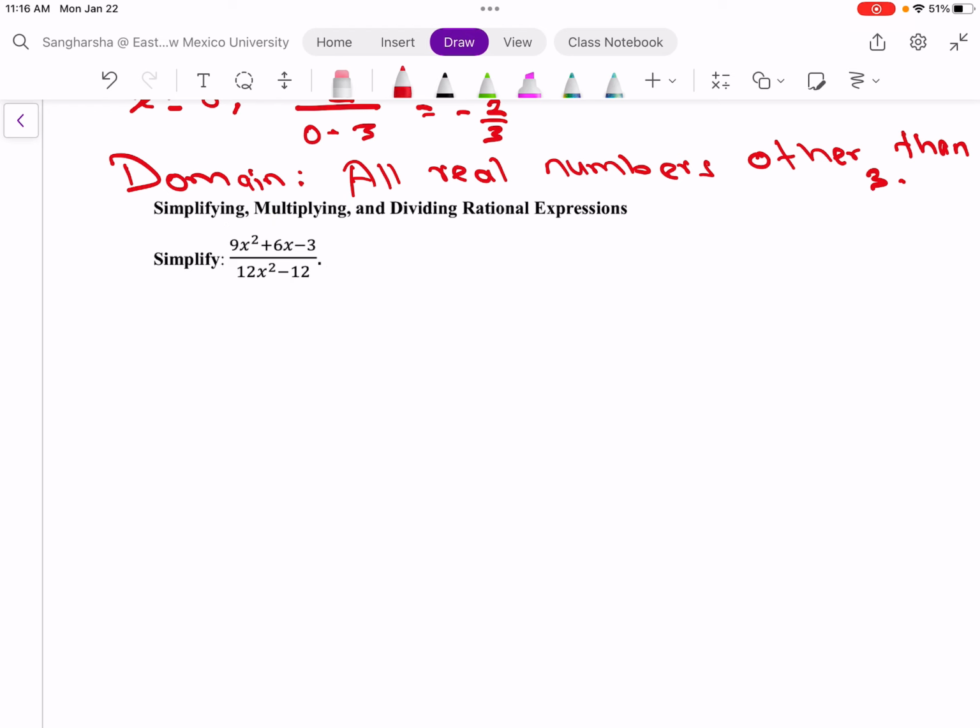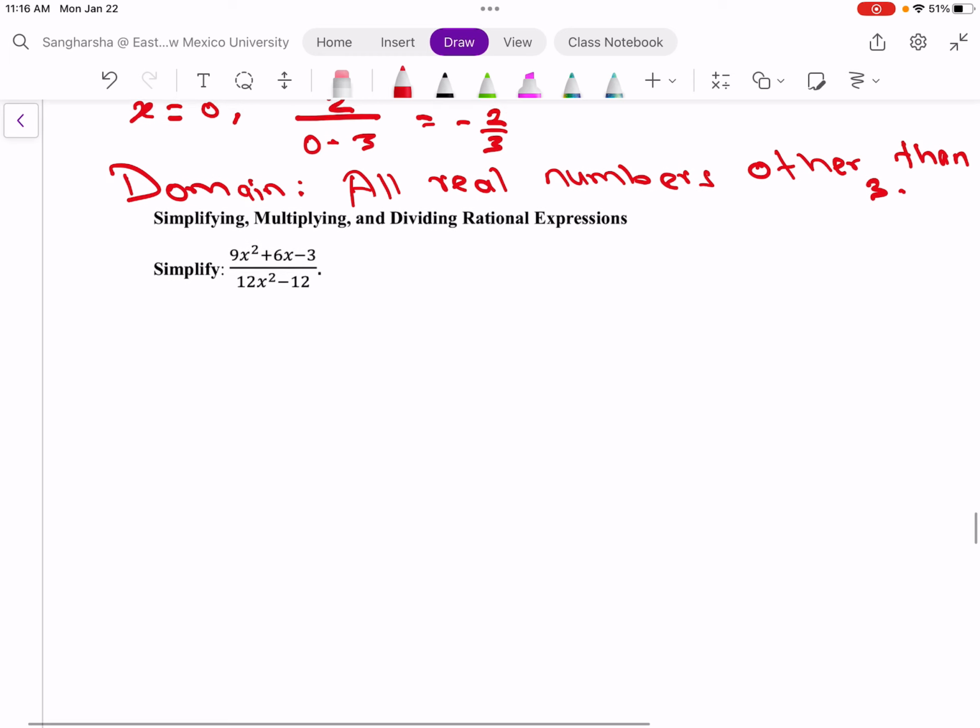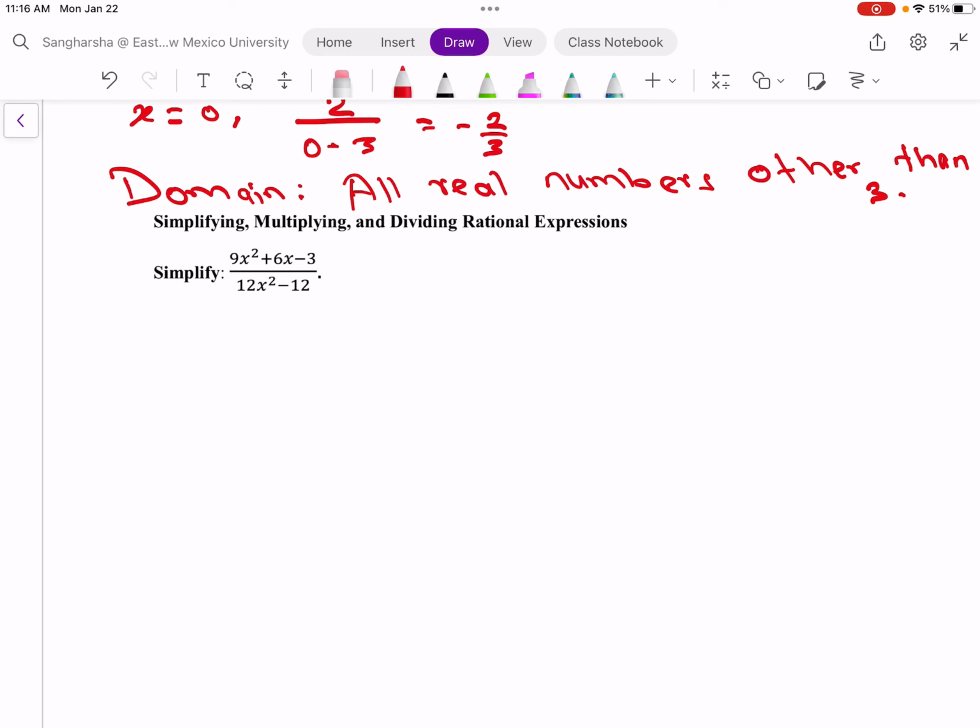In order to simplify, we factorize our numerator and we factorize our denominator. Again, we look for the common factor in numerator and denominator. Let's do this separately. Our numerator is 9x squared plus 6x minus 3. If you are asked to simplify a rational expression, then we have to factorize numerator and denominator.